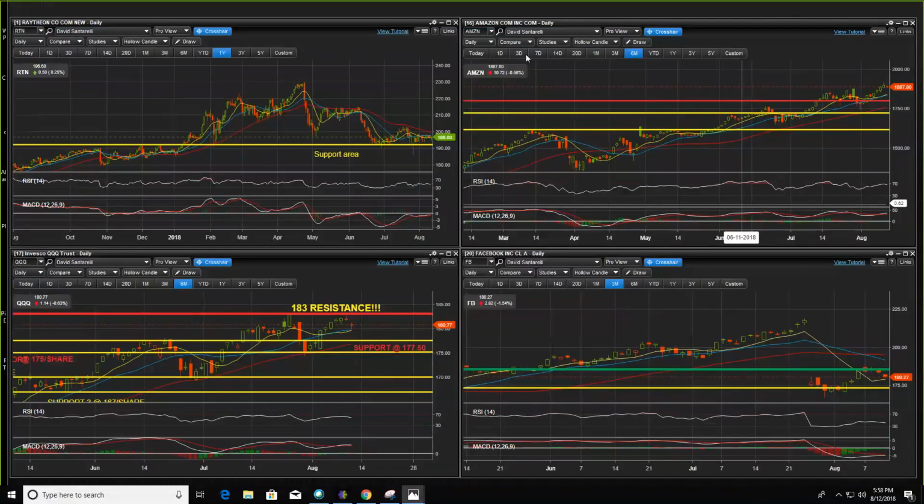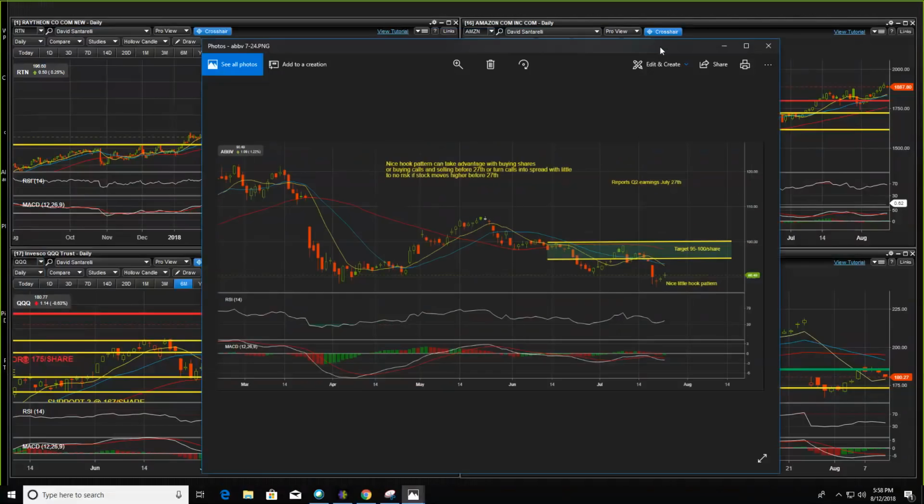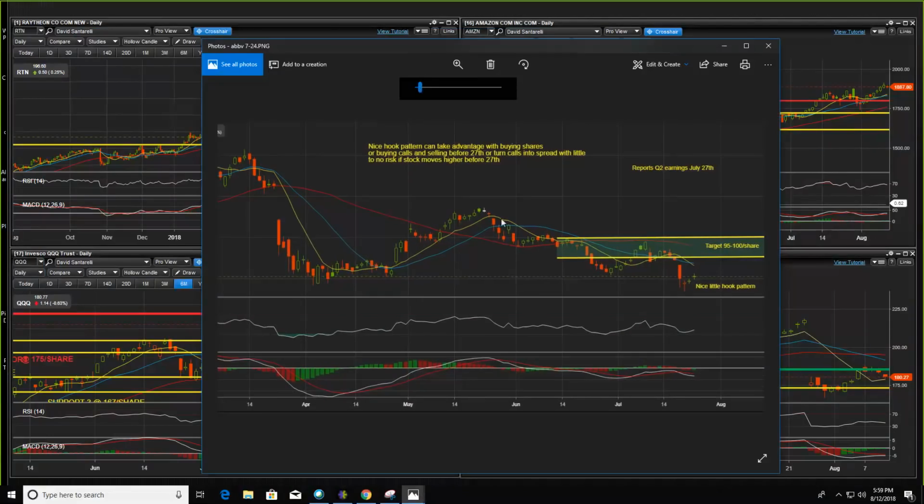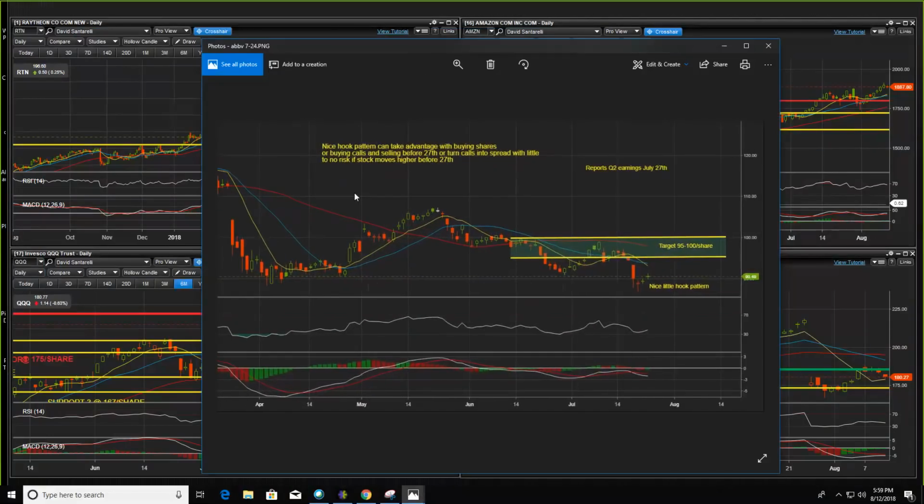Okay, so here is what I like to do with my charts. Let me zoom this in a little bit more here. So as you see, whenever I post a chart, I always put the date up there. This was on July 24th, ABBV. We had a nice little hook pattern forming. The stock was at $90.49 a share. And I said, guys, let's have a target estimate of $95 to $100 a share here.